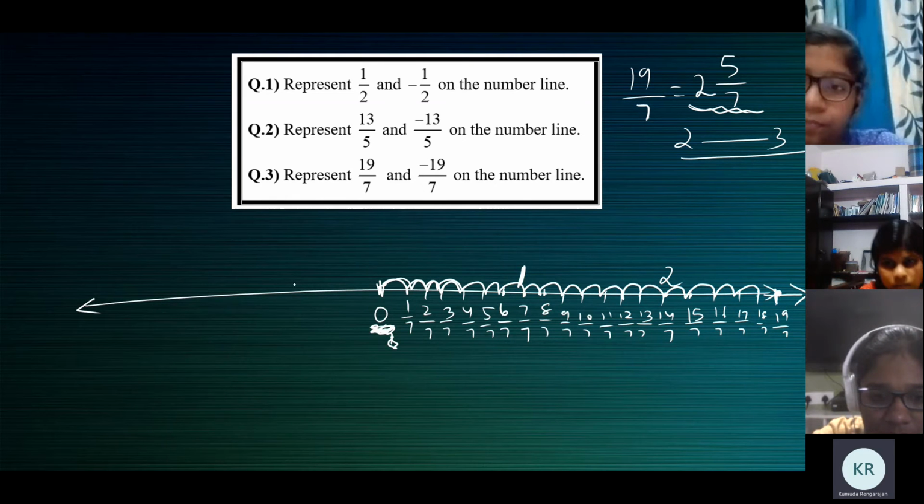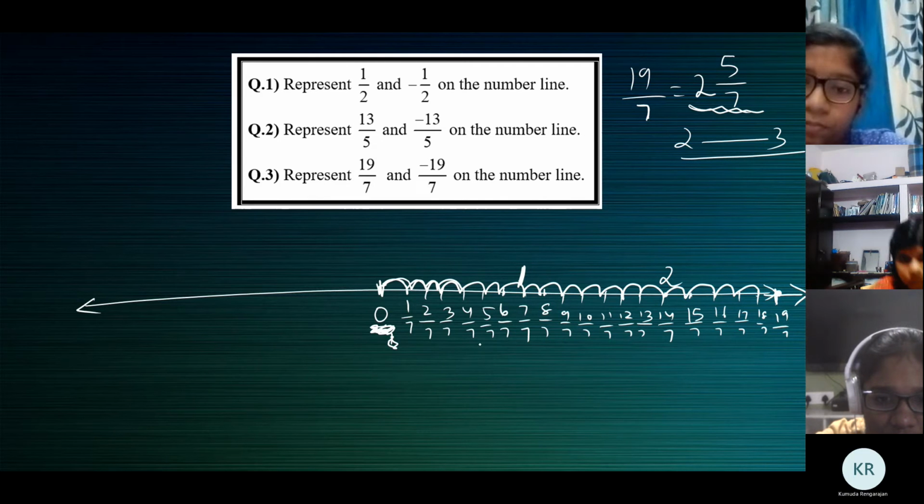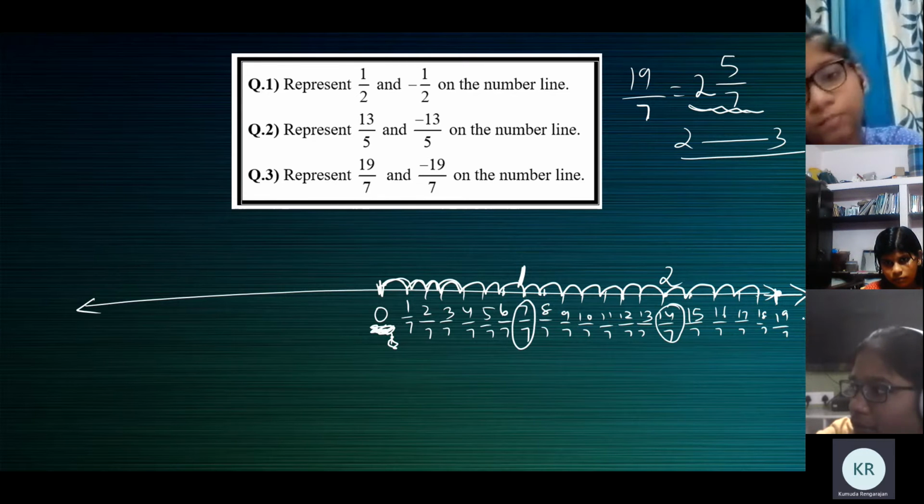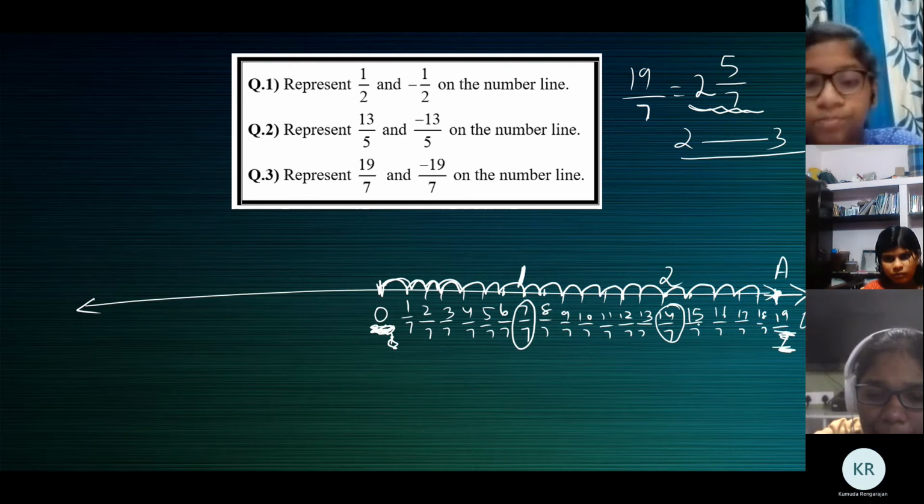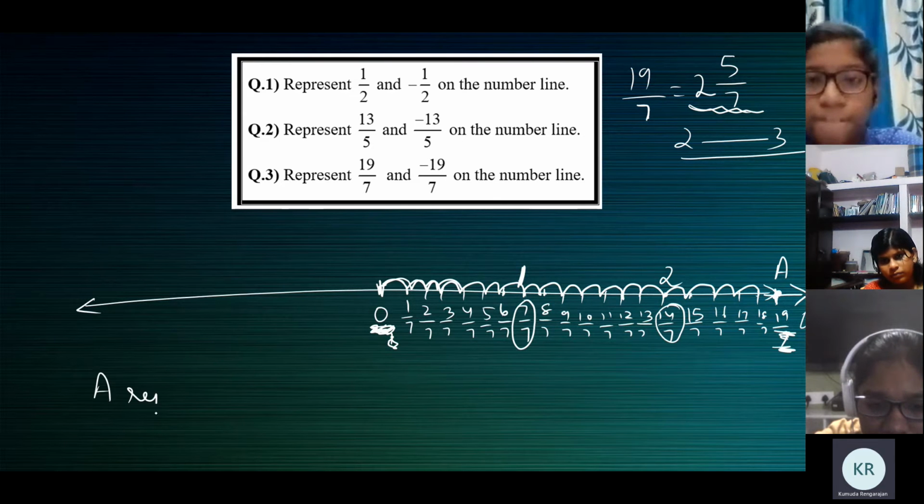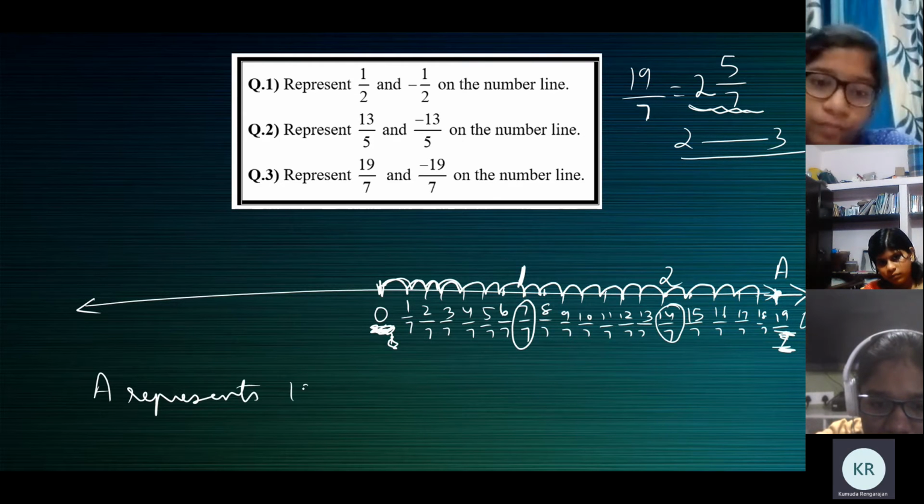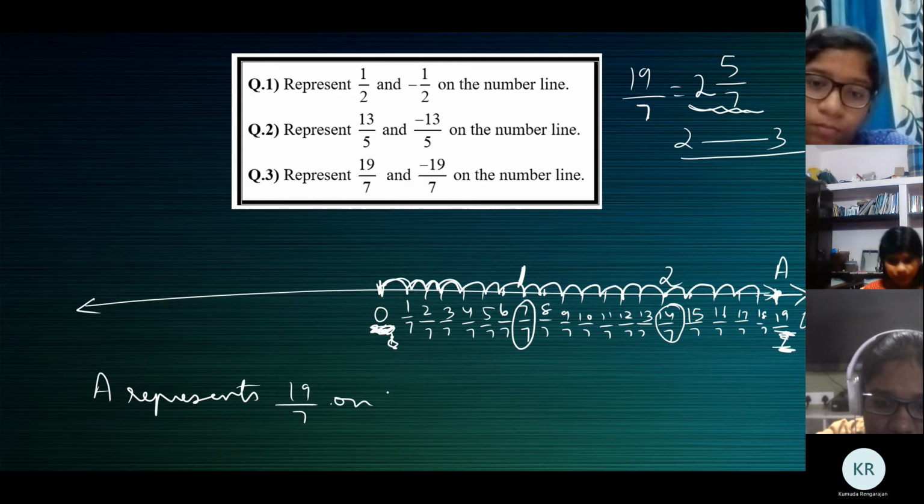Now similarly on the other side, children. So what is it? 19 by 7. Look at 0 as 0 by 7. Next you will write 1 by 7, 2 by 7, 3 by 7, 4 by 7. 7 by 7 is 1. 14 by 7 is 2. 21 by 7 is 3. And here it is 19 by 7. You can mark this point as A. Then you can write: A represents 19 by 7 on the number line.